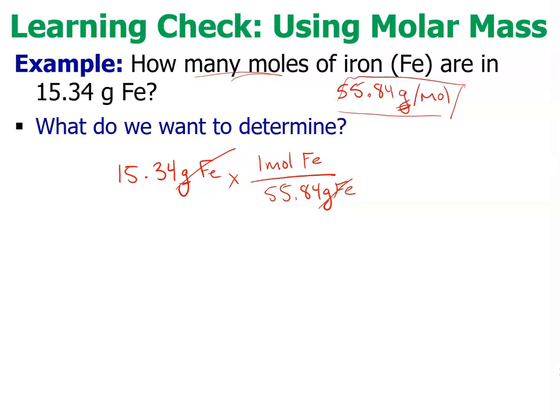The grams of iron, those units are going to cancel out. And then if we take 15.34 and divide by 55.84, we will get approximately 0.2747. And the units are going to be moles of iron.